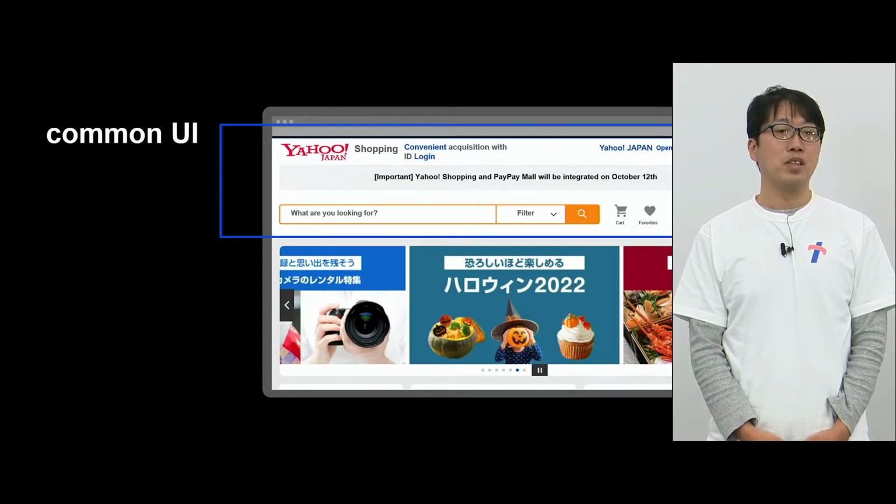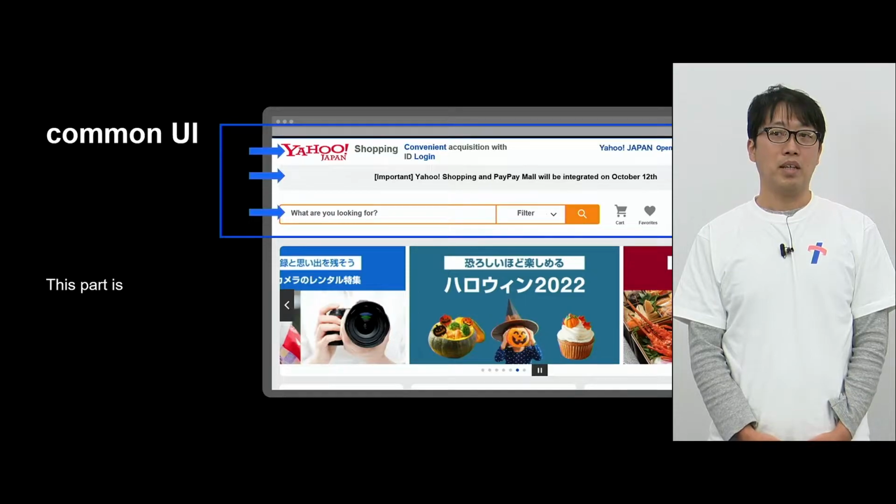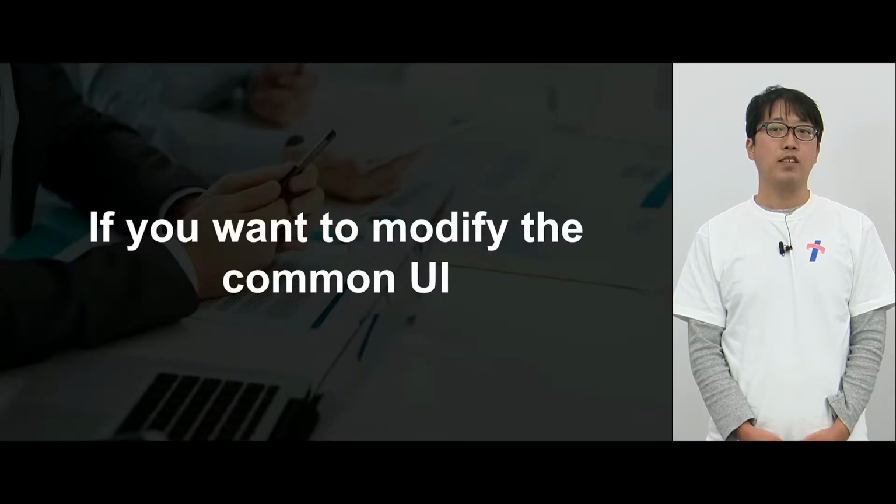So let me expand this portion. Now, common UI is this part. So the UI across the multiple pages, for example, headers and common notification and the search windows are included.